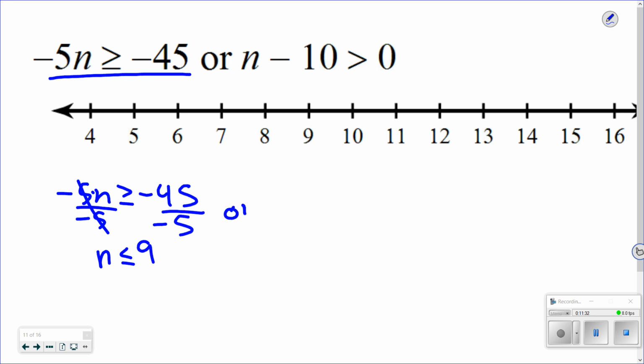Or, let's bring down the other one. n minus 10 is greater than 0, so I add that 10 over. So n is greater than 10.